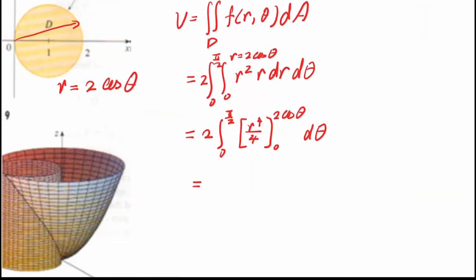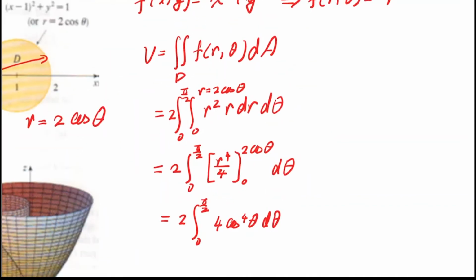Okay, now we plug it in. I still have 2 here, and 0 to pi over 2. Now 2 to the fourth power, we'll cancel this, right? So we'll have 4 cosine to the fourth power theta d theta. Do you remember from last year how nasty this thingy was? Yeah, let's figure this out.